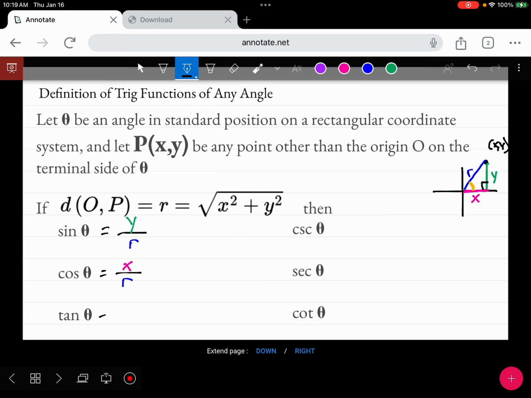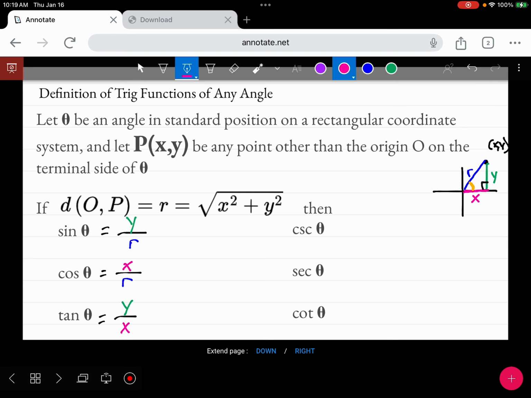And our tangent, opposite over adjacent, we're going to have y over x. So from our ordered pair and our ordered pair alone, I can get my tangent. With just a little bit of calculation, I can get the other two. From those three, we can get the others.